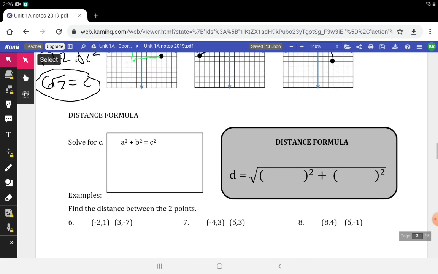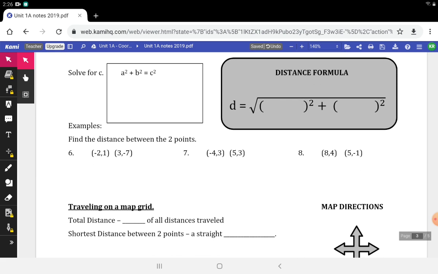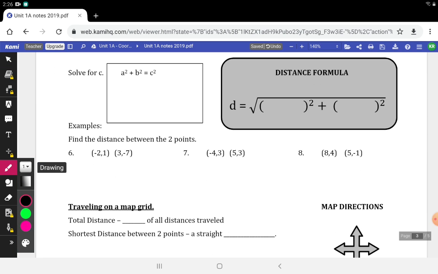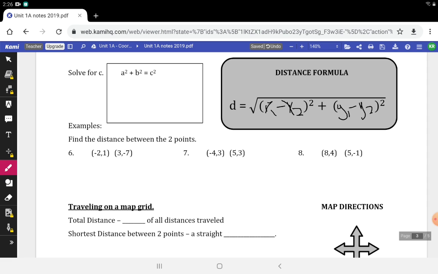The Pythagorean theorem does give us the distance formula. And I know that you've seen this review before, or this extrapolation before, so we'll just review the distance formula and say that the distance is the square root of x1 minus x2 squared plus y1 minus y2 squared. And we'll do 2 examples.